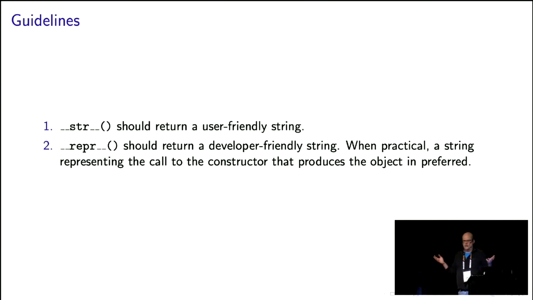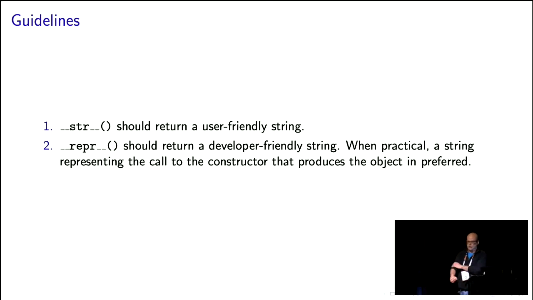The obvious question now is, why do we need two methods? The intent is this. Dunder str is going to return what we call a user-friendly string, and Dunder repr is going to return what we call a developer-friendly string. What that means is highly dependent on your context. Maybe you're going to actually use the string in a user interface. Maybe you're going to use the string to write a log file line. I don't know. But you're going to have to decide for yourself what the user-friendly version of the string is.